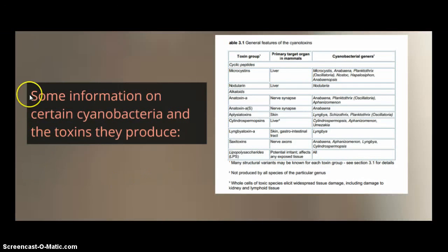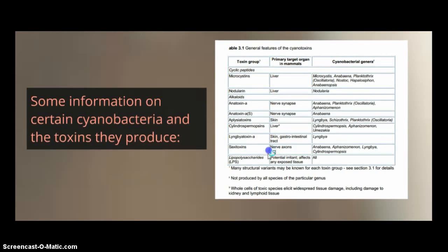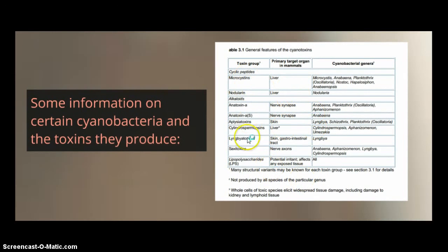And here these are just some descriptions of different types of toxins that are produced by certain types of cyanobacteria, and where exactly they take effect in the mammals. So microcystins target the liver in mammals, and these kinds of cyanobacteria secrete them, just for extra information.